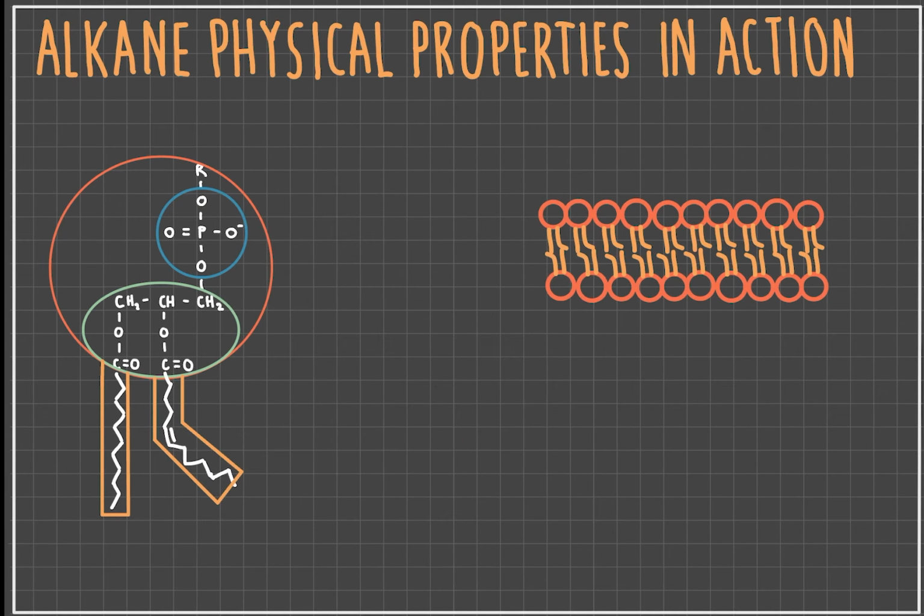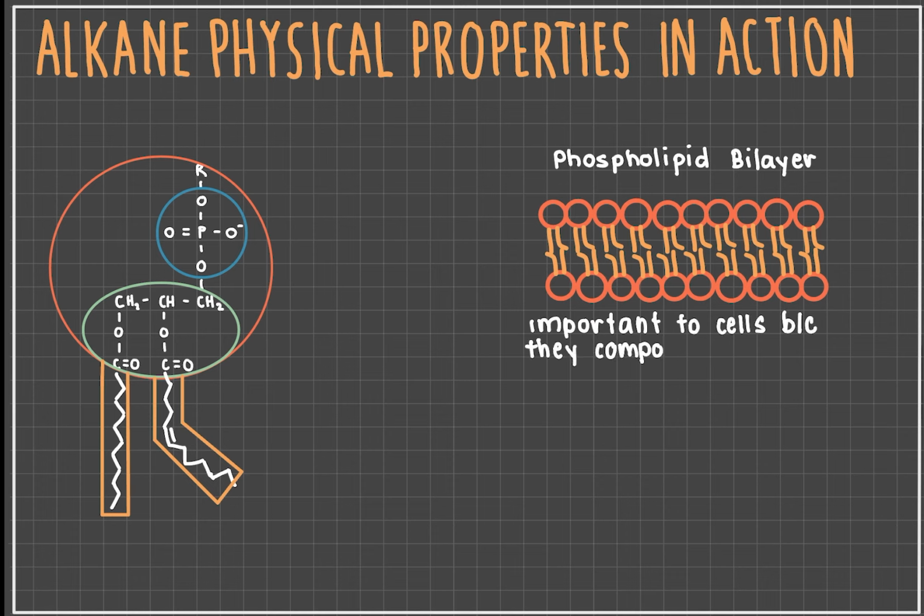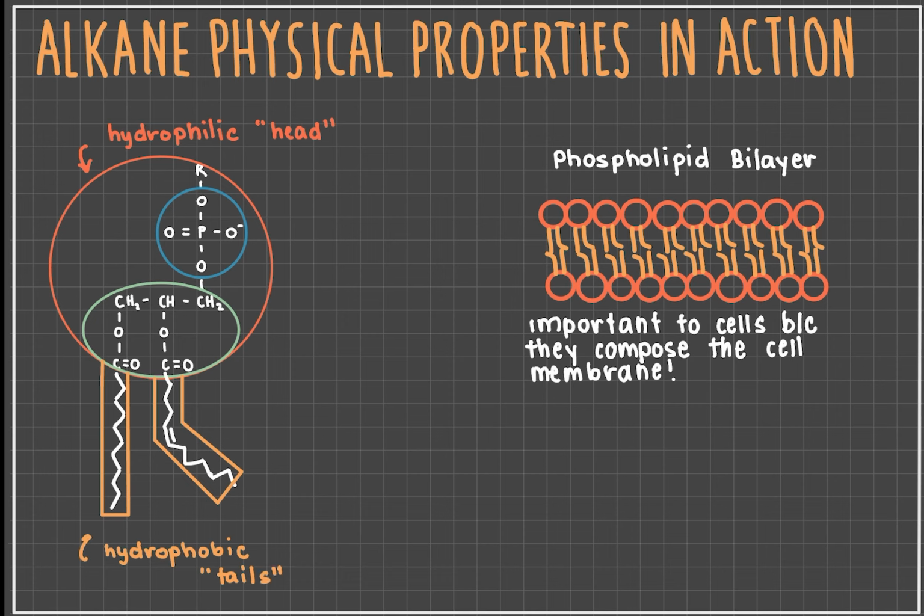Finally, let's look at how some physical properties of alkanes can explain important processes in everyday life. You're probably familiar with phospholipid bilayers. These bilayers are important to every cell in your body because cell membranes are composed of them. Phospholipids consist of a hydrophilic head as well as two hydrophobic tails. Have you ever dug into exactly why the heads and tails of phospholipids are hydrophilic and hydrophobic? It's due to the types of bonds and atoms that make up the different parts of the phospholipids.